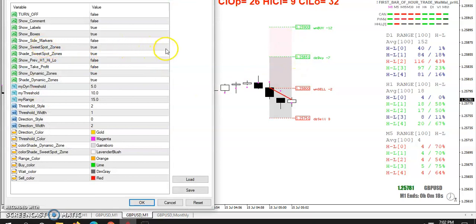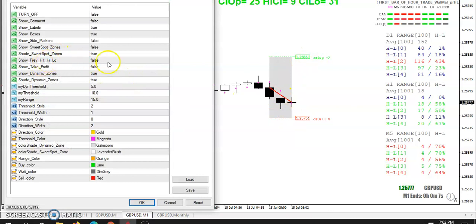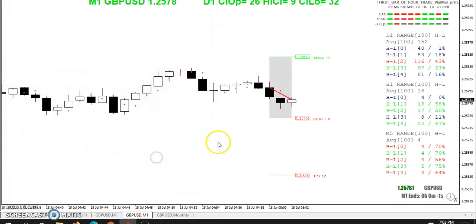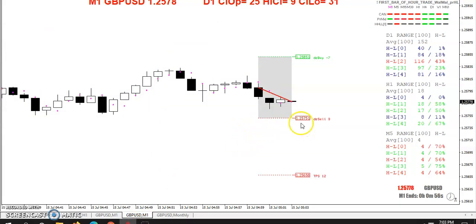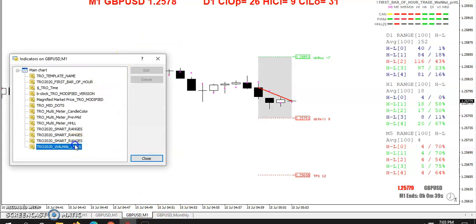But then if you don't want to use the Walmals, then that shading goes away. So now you just have the buy zone shading. Also, you can have the take profit line show, and this is based on range. And the indicator knows if the H1 is red, it's going to show you the take profit line down here, and if the H1 is green, it'll show you it up here. Just a reminder which direction you should be trading.